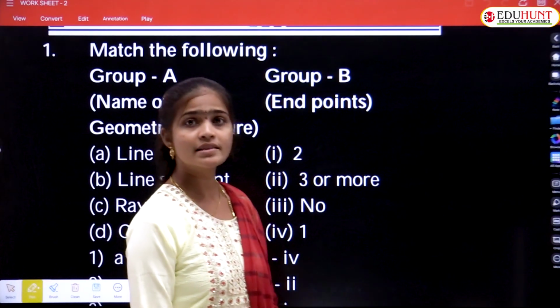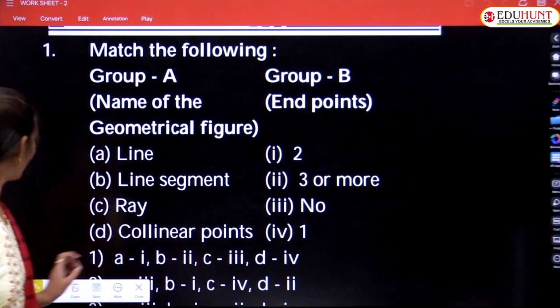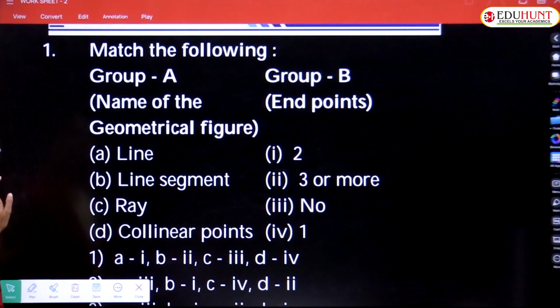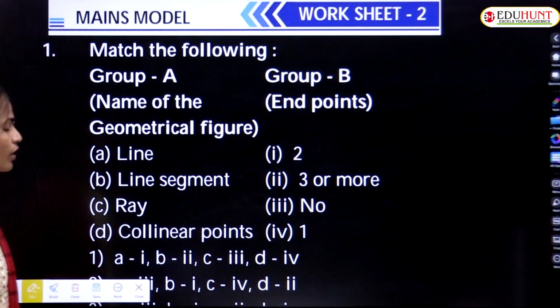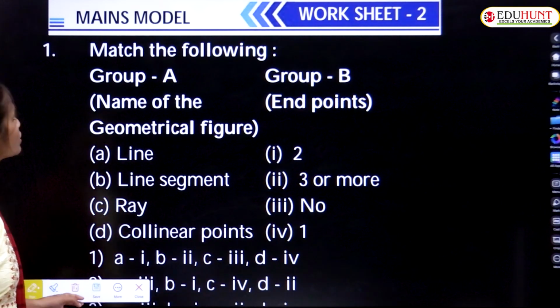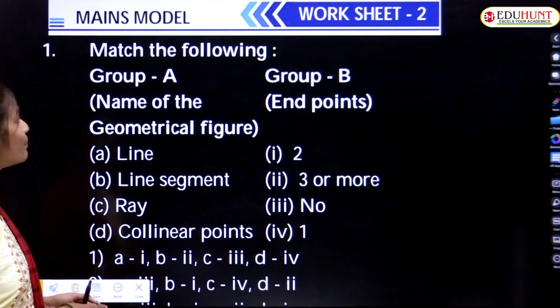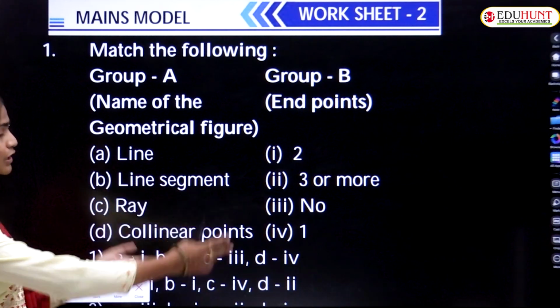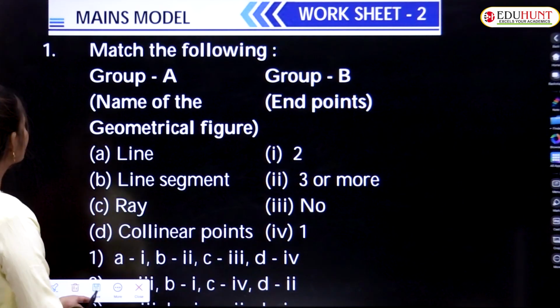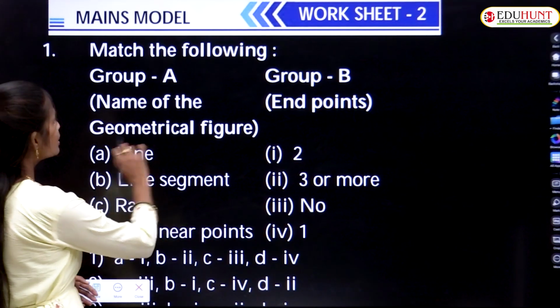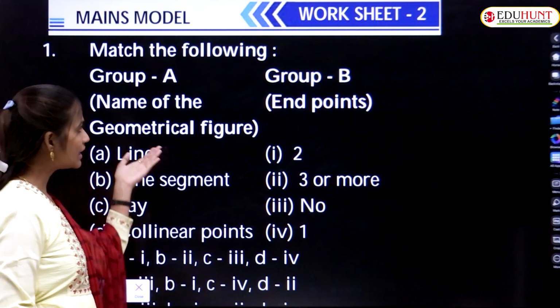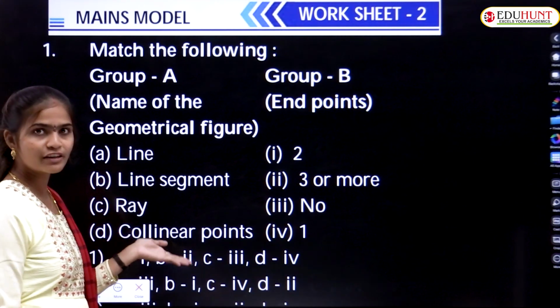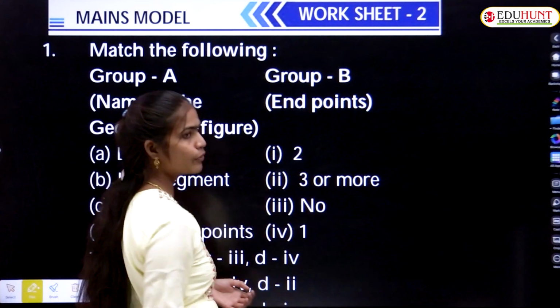So children, here we will discuss the problems from worksheet 2. Okay, worksheet 2 problems. So what is the first question here? Match the following. Again we have group A and group B problems. So see here, name of the geometrical figure. Here they have given the names of the geometrical figures, and here how many points.